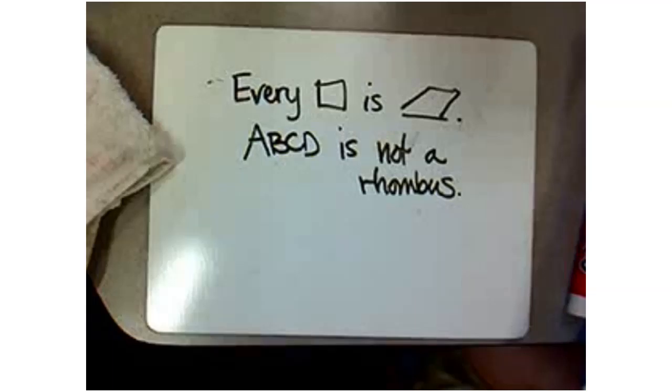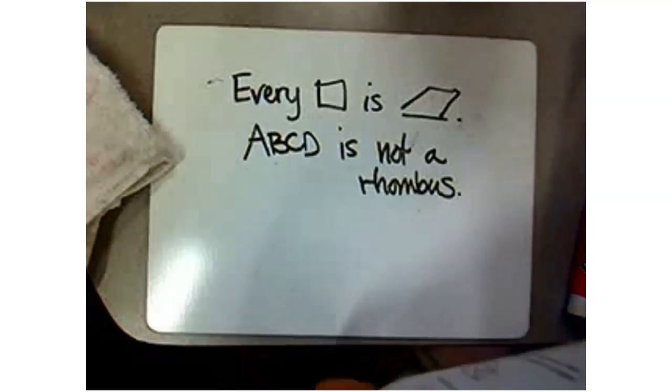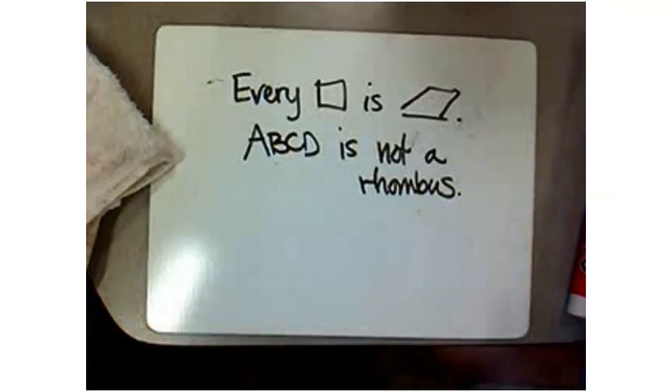How about ABCD is not a square? Well, if every square is a rhombus and ABCD is not a rhombus, then would that mean ABCD is not a square? Ooh, that could work. We could be doing the inverse, couldn't we? If it is not a square, it is not a rhombus. Yes. ABCD is not a square, so therefore it's not a rhombus. What do you think? Think we found it? I think we found it. Yeah, you had to kind of take your time and break that down.